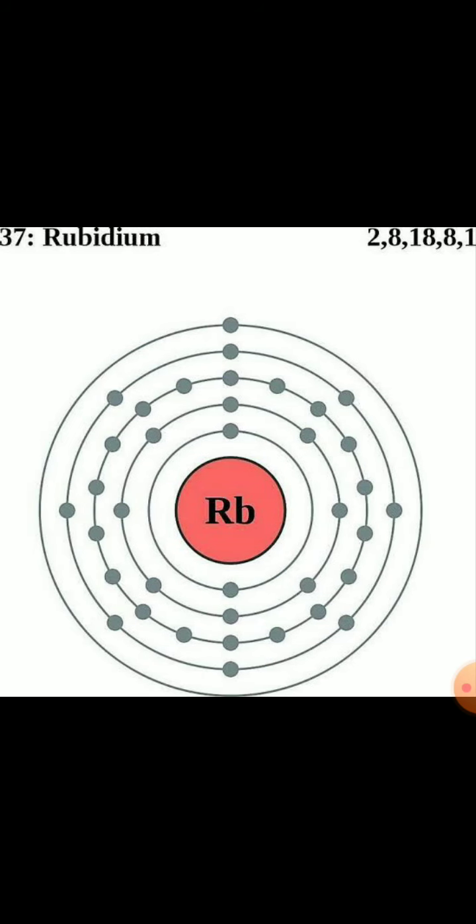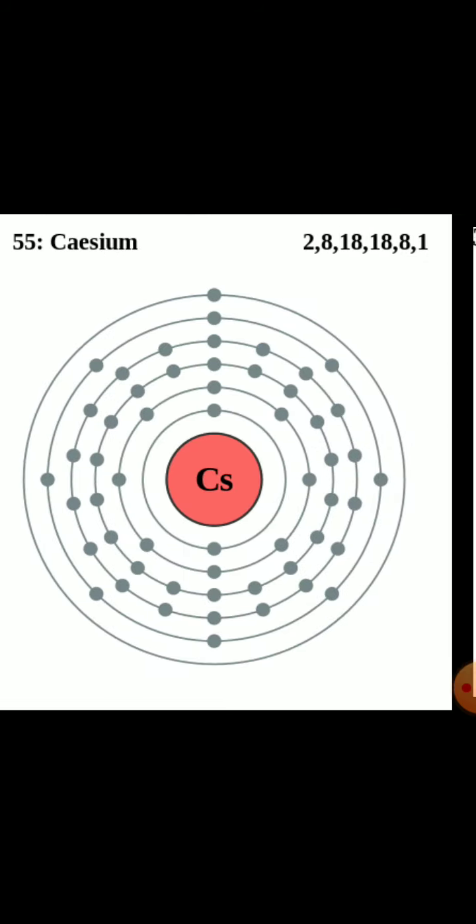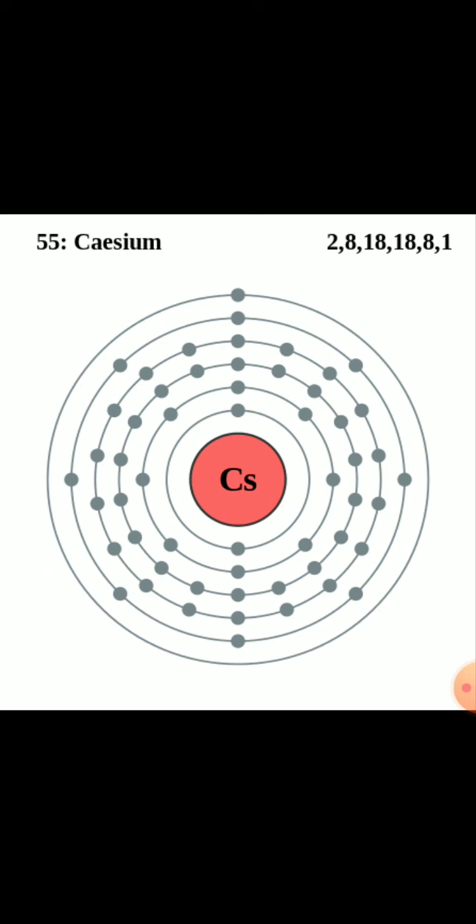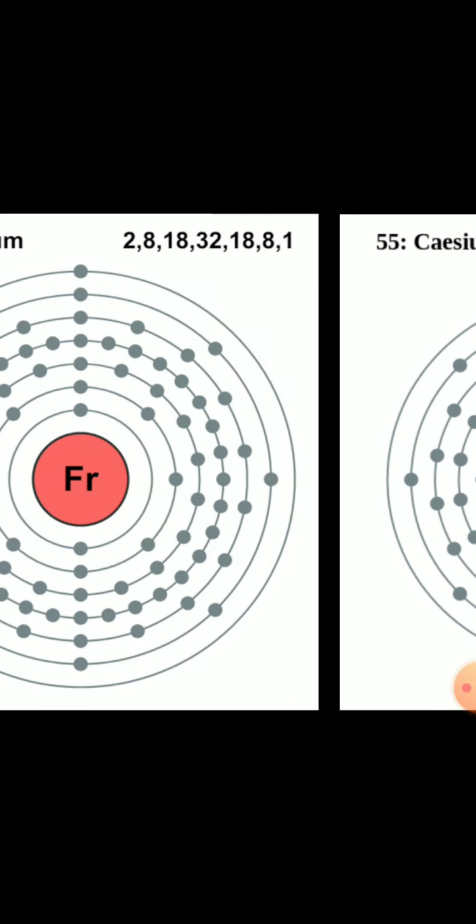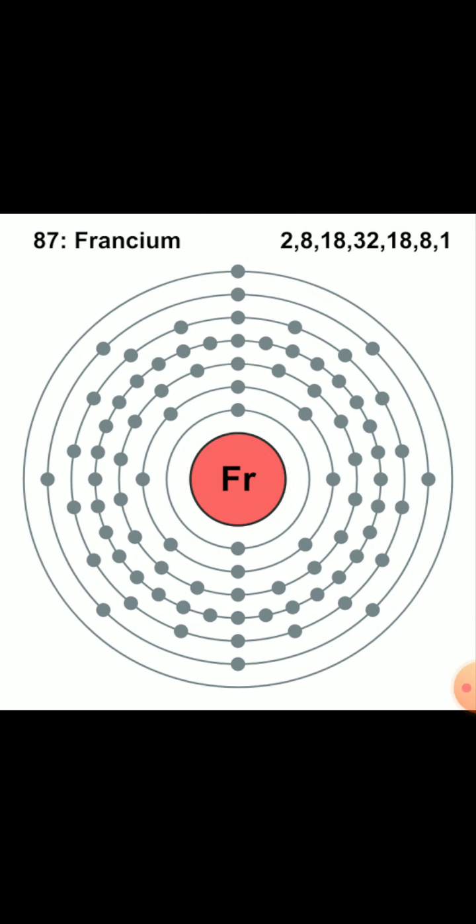If I talk about rubidium, it has atomic number 37. So the arrangement of electrons will be 2, 8, 18, 8 and 1. If we talk about cesium, it has atomic number 55. If we talk about francium, it has atomic number 87.